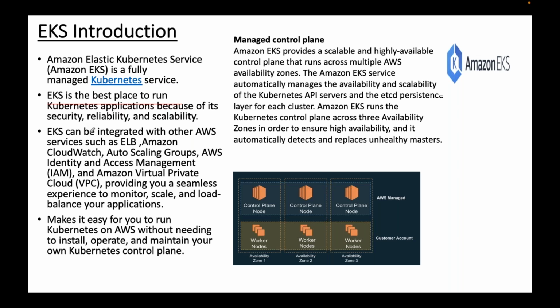And access to the EKS cluster and other AWS resources can be managed via IAM. And again, when you create an EKS cluster, you are going to isolate your Kubernetes nodes into a VPC. So EKS can be integrated with various other services such as ELB, auto scaling group, CloudWatch, IAM, VPC, and ECR, like that. So EKS makes it easy for you to run Kubernetes on AWS without needing to install and operate and maintain your own control plane.